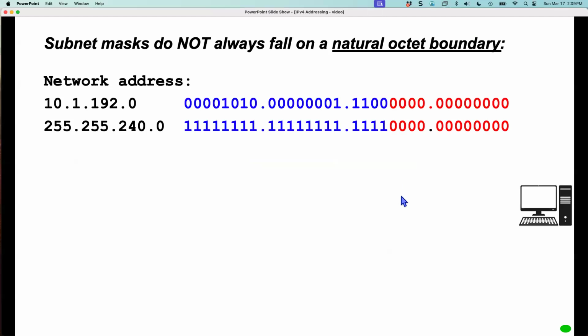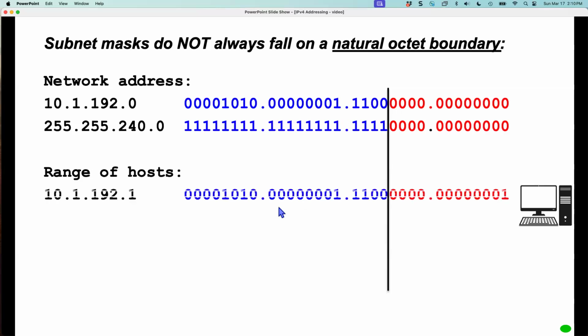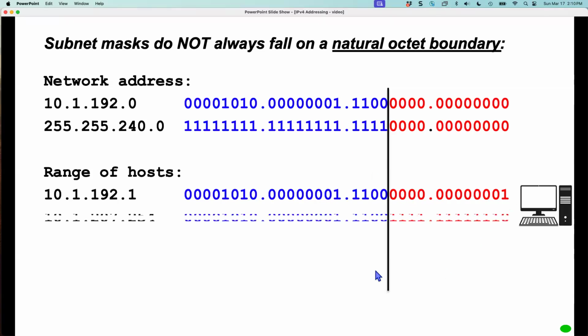So again, the subnet mask does not need to always fall on a natural octet boundary. In most enterprise and service provider networks, it's not going to. So let's put our line here. Here's our network address, with all zeros in the host portion. Here's our subnet mask, our prefix length. Put a line where the ones end and zeros begin. Okay, let's look at our range of hosts. The network portion in blue is not going to change. First host will be all zeros and a 1. Our last host, all ones and a 0.